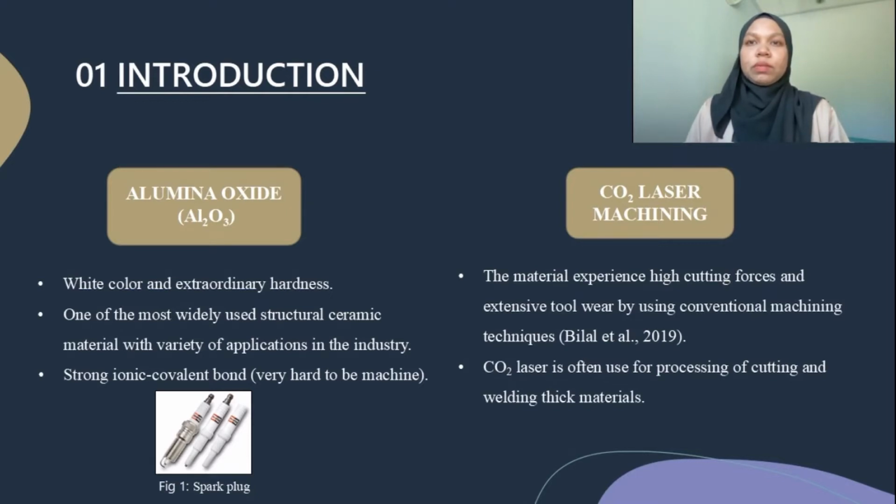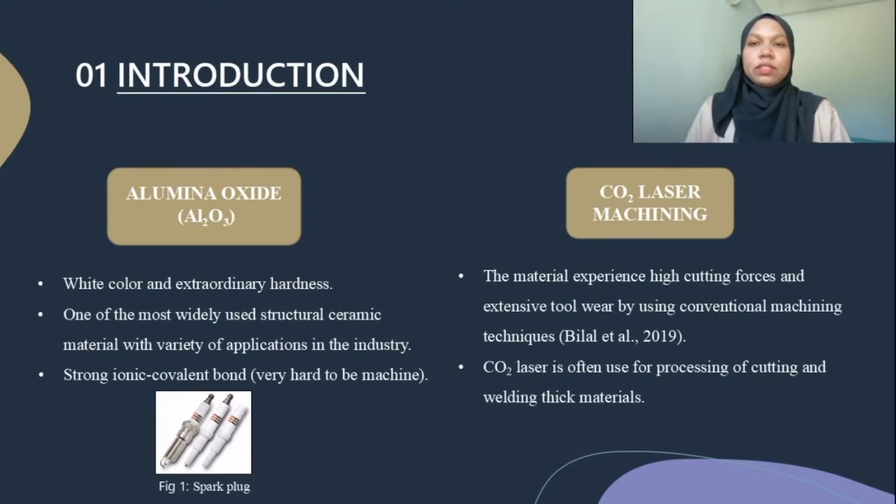It is one of the most widely used structural ceramic materials with various applications in the industry, including spark plug insulator and tap washer. The material's brittleness is the main concern during the machining process, as it is hard to be machined. The strong ionic covalent bonds in alumina make it hard, brittle, and it does not yield under load.